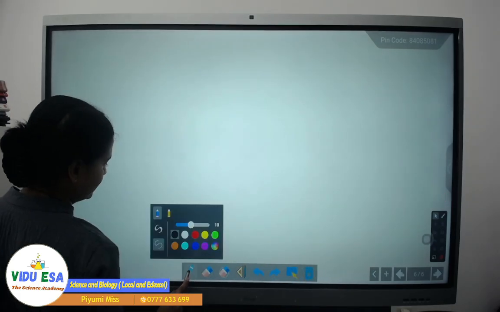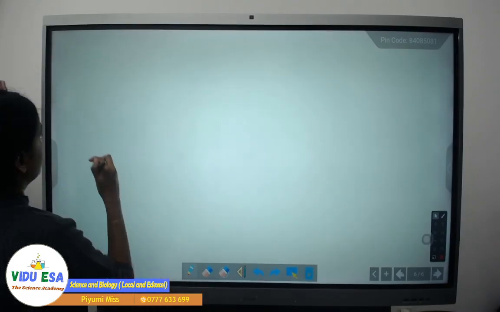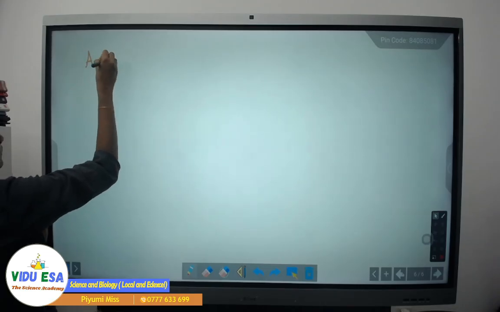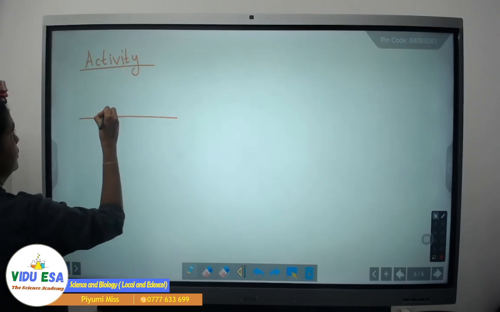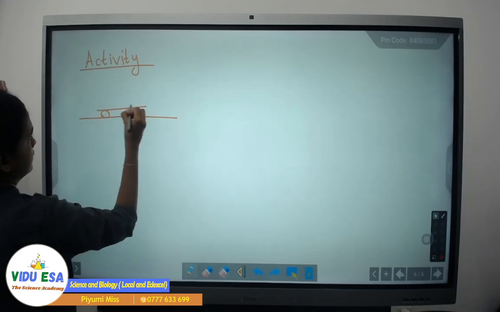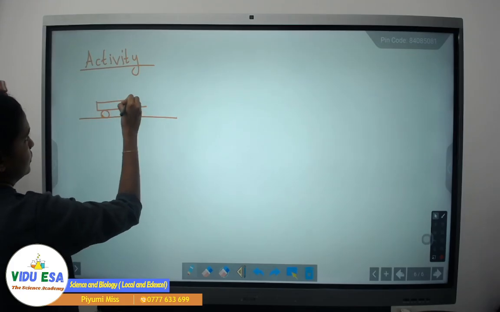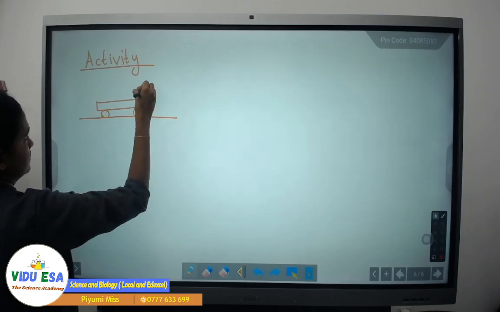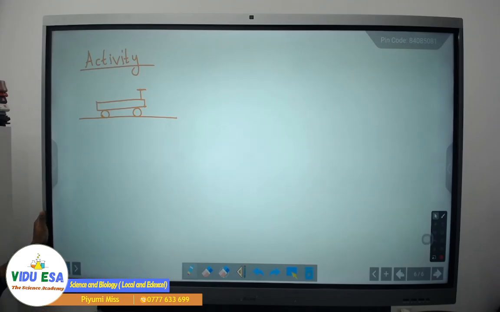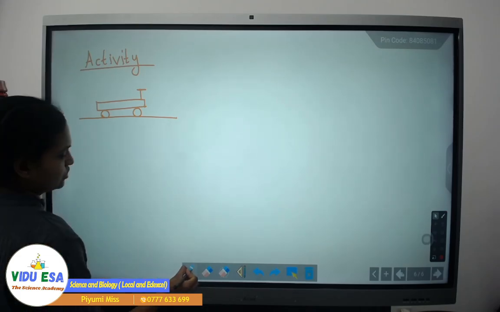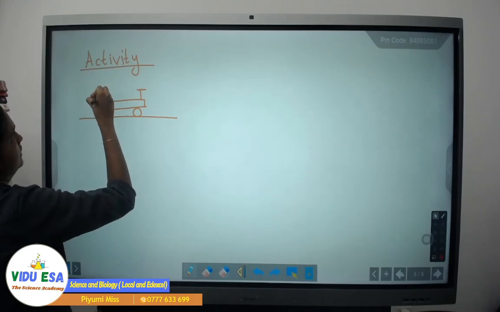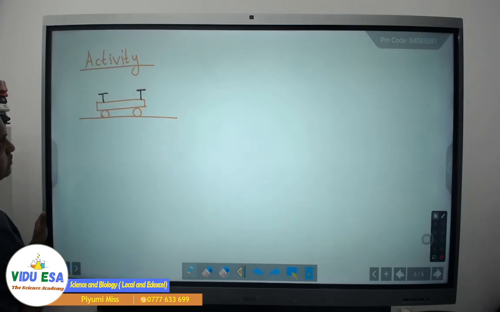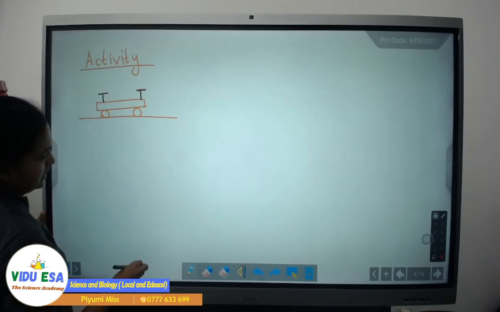So we'll discuss an activity to demonstrate Newton's second law of motion, right? You can take a trolley in the laboratory and fix an iron nail or something to one end of the trolley. Either one side should be taller than the other, or on both ends you can fix iron nails.